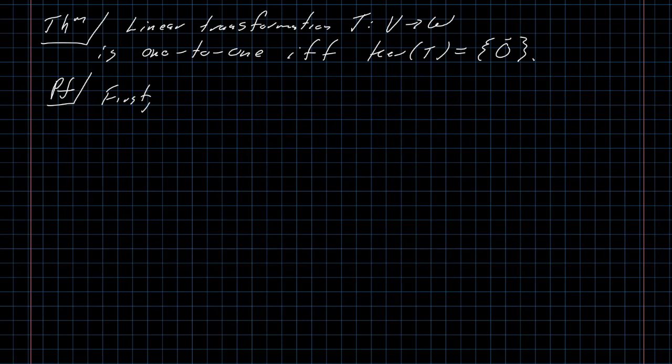First, let's assume that T is one-to-one. This is the easy half of the proof. Since T is a linear transformation and linear transformations preserve linear combinations, it has to be the case that T of the 0 vector is equal to the zero vector.